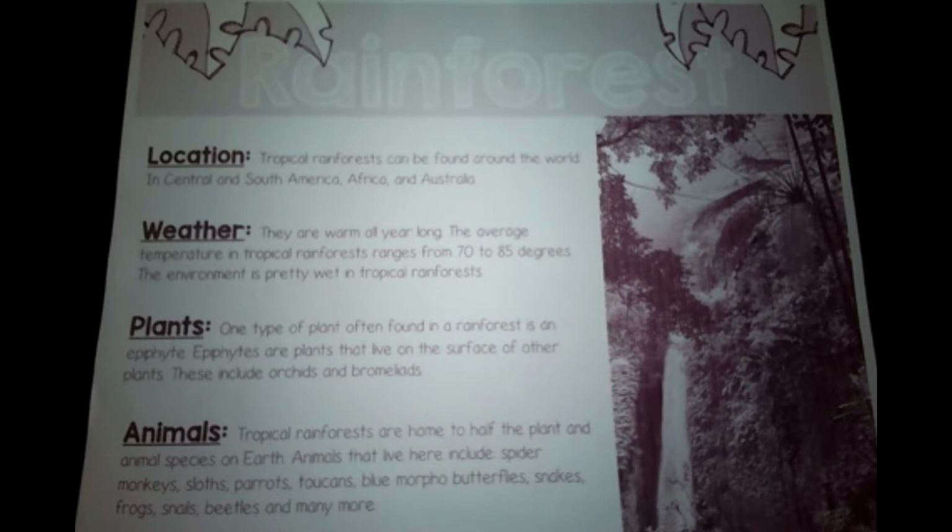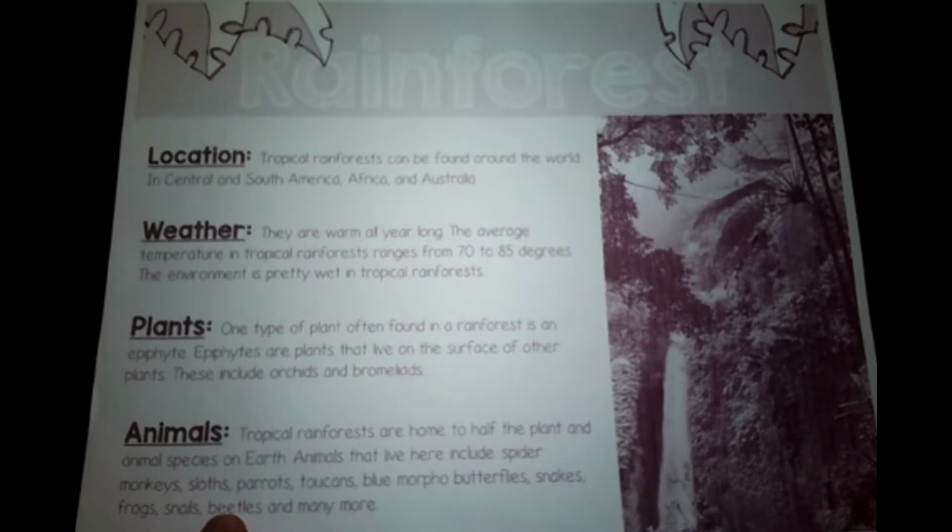Okay, now we're going to look at animals. Tropical rainforests are home to half the plant and animal species on Earth. Animals that live here include spider monkeys, sloths, parrots, toucans, blue morpho butterflies, snakes, frogs, snails, beetles, and many more. Alright, so it sounds like we can find a lot of crazy and creepy animals in the rainforest.